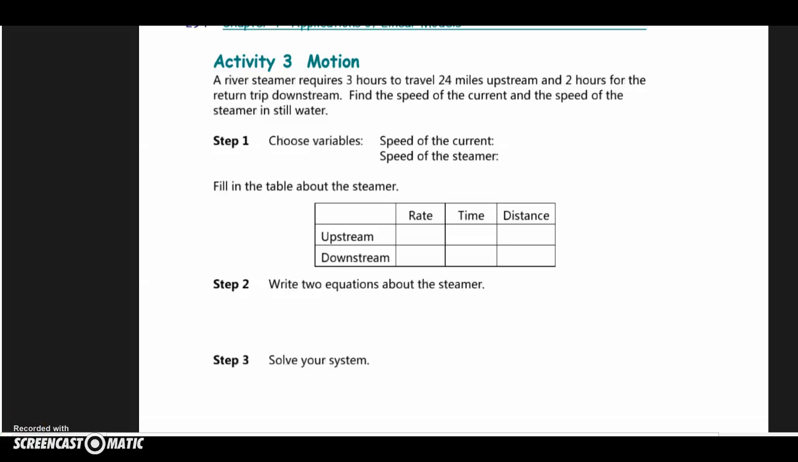Okay, in activity 3, it looks like we're dealing with a distance equals rate times time problem. It says a river steamer requires 3 hours to travel 24 miles upstream and 2 hours for the return trip downstream. So the steamer goes up 24 miles and then there's a return trip. So the return trip we assume is the same distance, 24 miles. Find the speed of the current and the speed of the steamer in still water.